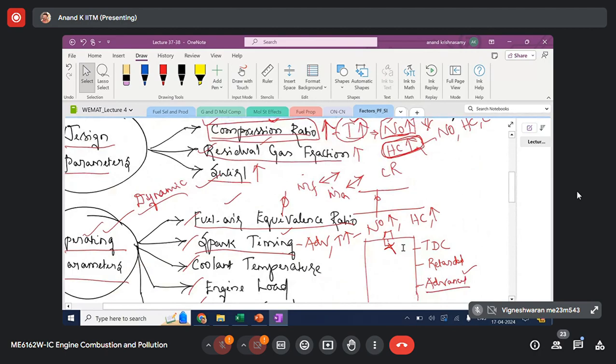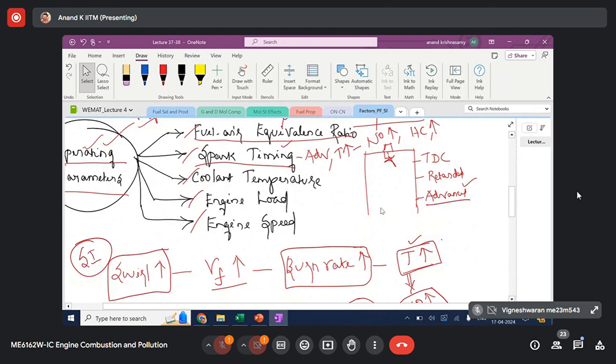Also, SC and CO levels will come down because post-flame oxidation will be high. So retarding the spark timing is recommended from the pollutant control perspective, okay, because it helps in reducing NO, and it helps in reducing SC/CO also because of increased oxidation. Clear? Next, we have the coolant temperature.